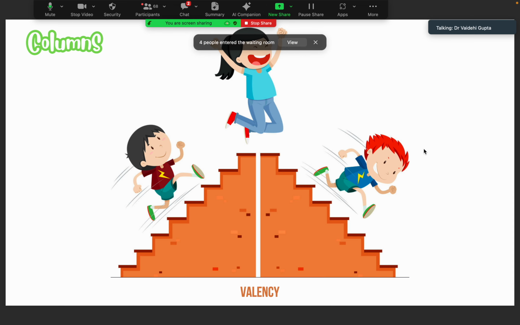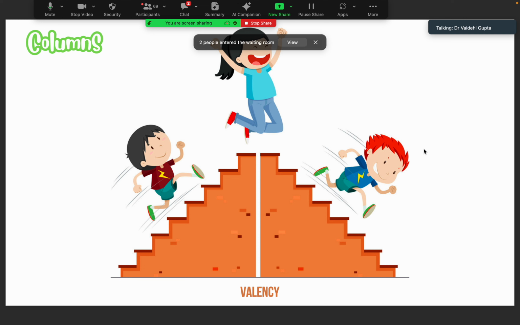While looking at the valency, there are 3 kids. The kid in the maroon t-shirt is ascending, so the valency is gradually increasing. The number of electrons is increasing. So there is hope. They want to get success in their life. So it is a sign of hope.